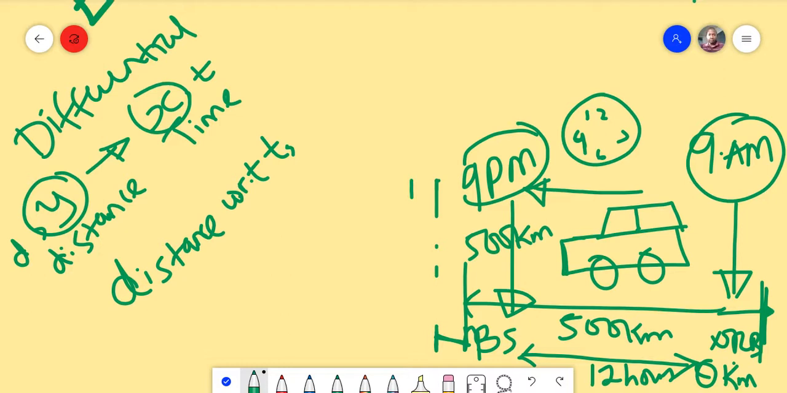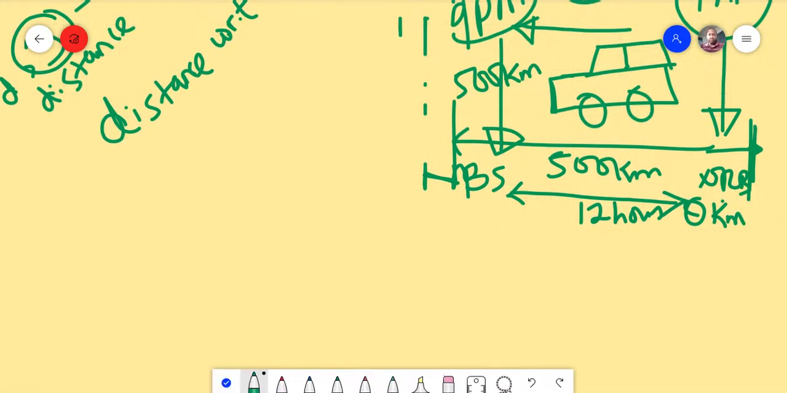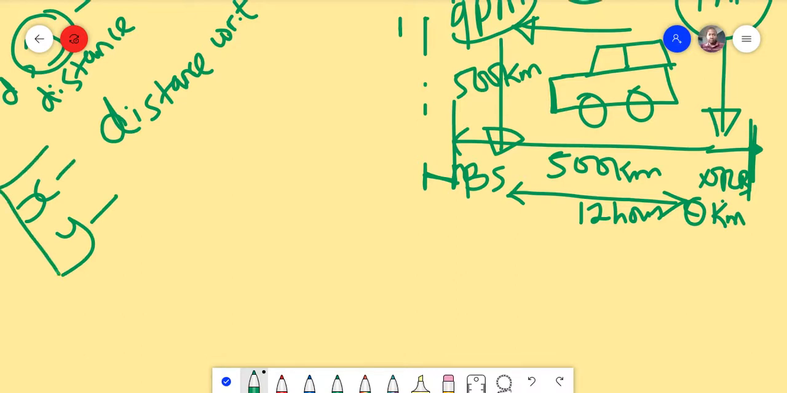Now differential calculus usually works the same way. What do I mean when I say differential calculus works in the same way? That in differentiation, we usually have two quantities. So quantity x, which can be distance, and quantity y, which can be time. Either of these quantities can change with respect to another.